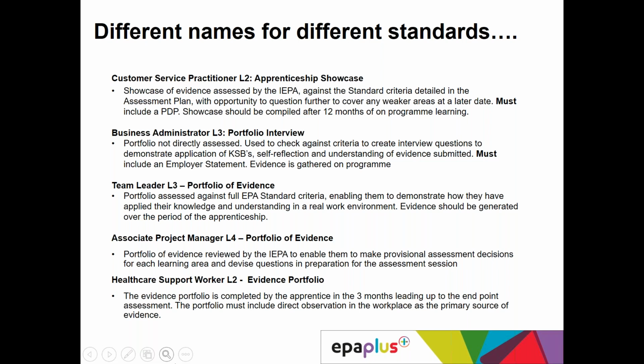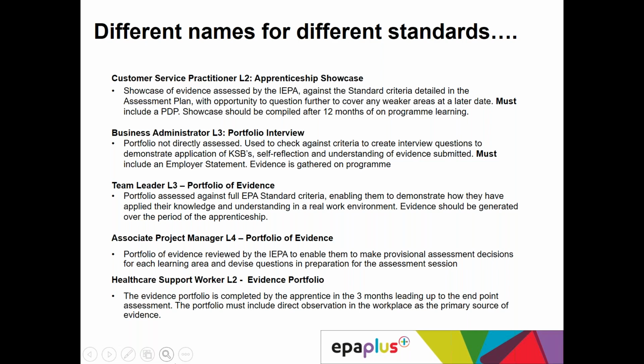So Customer Service Practitioner is called an apprenticeship showcase. It's a showcase of evidence assessed by the EPA against the standard criteria detailed in the assessment plan, with an opportunity to question further to cover any weaker areas at a later date, and it has to include a PDP. So the showcase should be compiled after 12 months on programme learning.